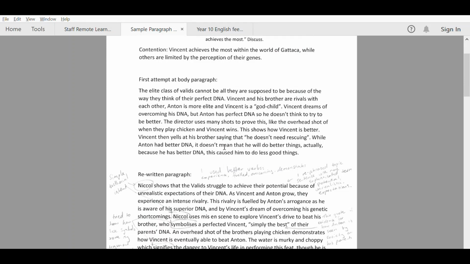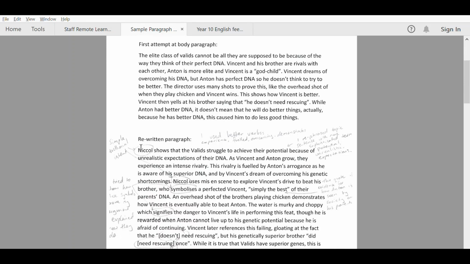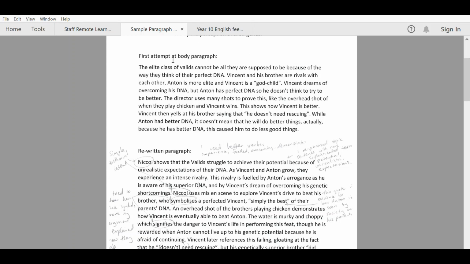Let's look at the way I improved it. Here, that's the improved version. Nichols shows that the valids struggle to achieve their potential because of unrealistic expectations of their DNA. You notice here, clunky, here is far more sophisticated in its language use. Potential, unrealistic expectations.